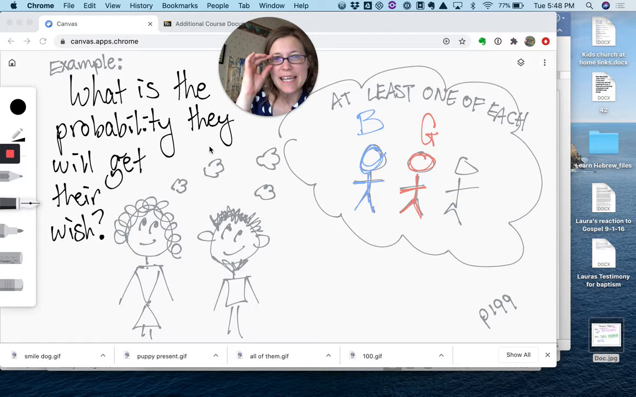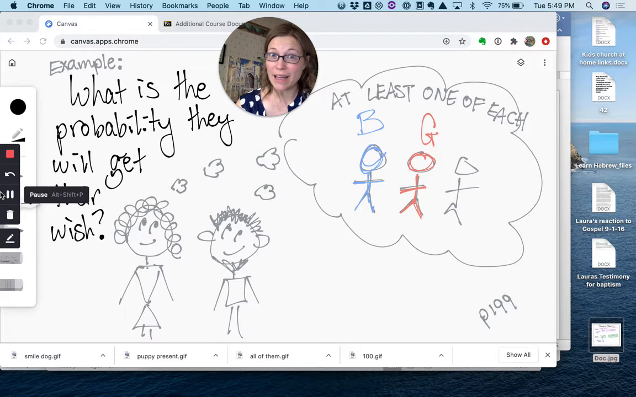We're going to look at an example found on page 199. There's a couple who wants to have 3 children, and they would like to have at least one boy and at least one girl. So what is the probability that they'll get their wish, assuming they have 3 children, that at least one will be a boy and at least one will be a girl?